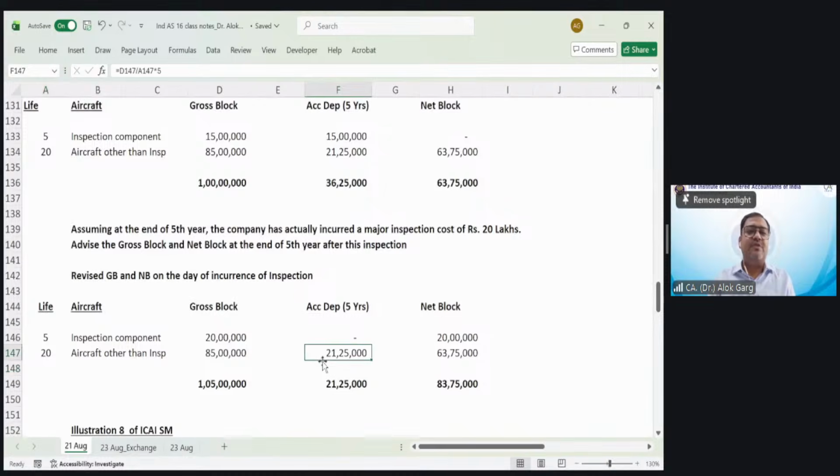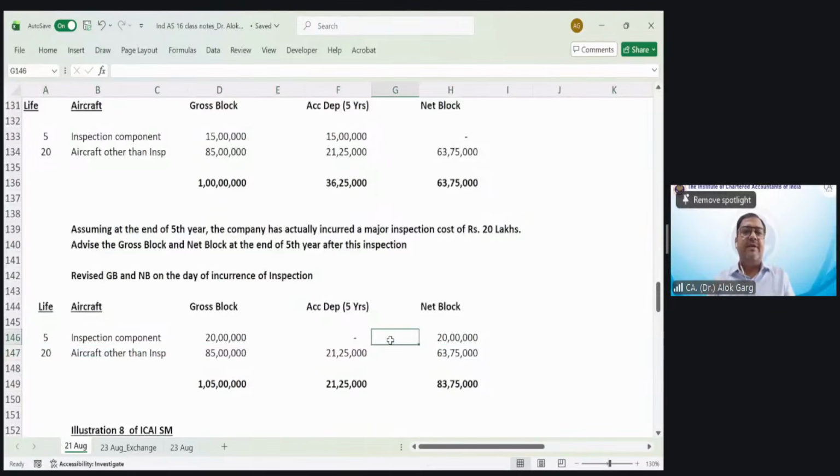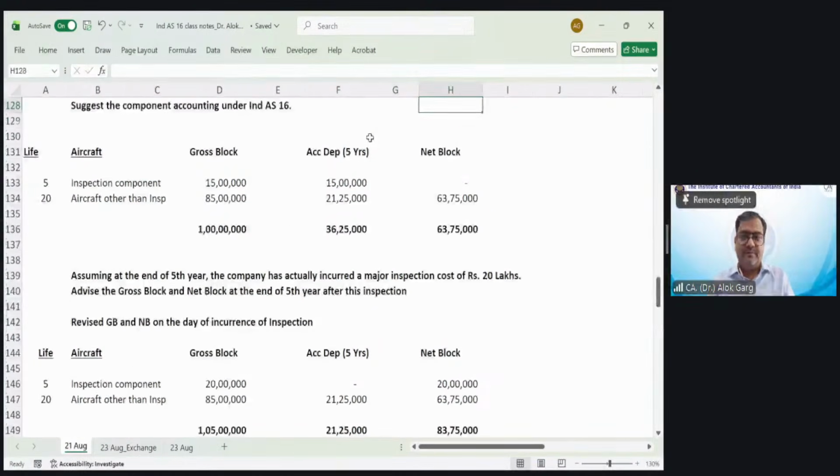Aircraft other than inspection should be, you're right, 63.75. This is what it is, Ravinder. Sir, why is the treatment different for engine replacement and aircraft inspection? No, it is not different, Saminathan. Even in the same way we have done it in this also.